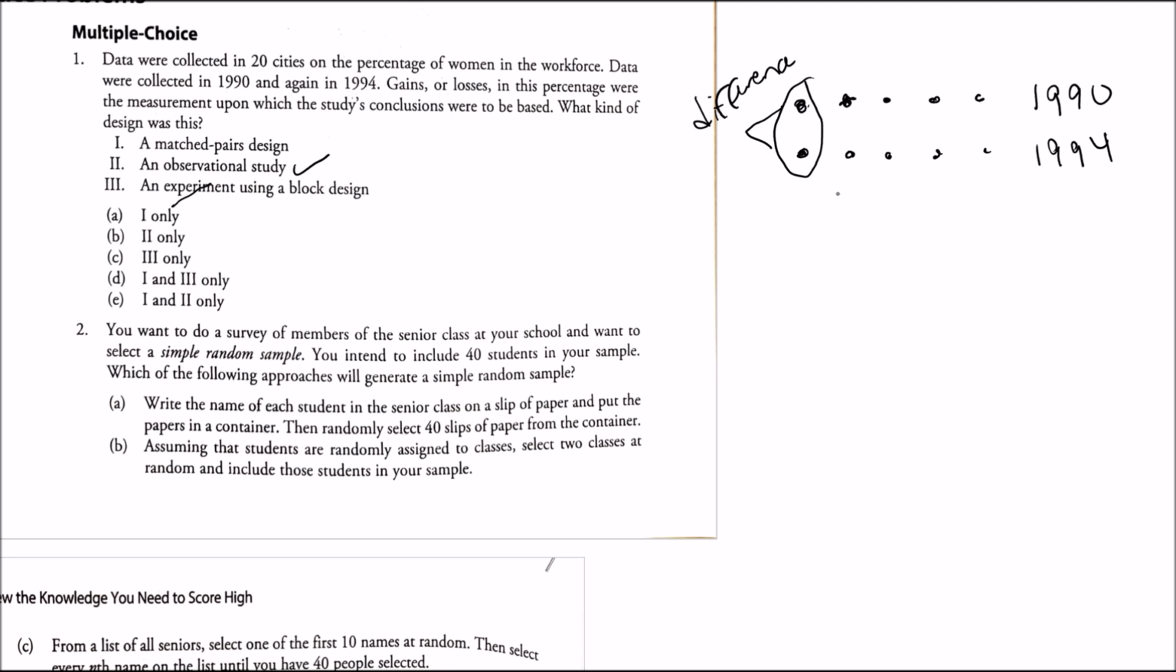Now we have matched pairs, like we said, because we're looking at the same city in these 2 different periods. Therefore, it's a matched pairs design. A matched pairs design does not mean that it's an experiment. It just means that you have matched pairs like this. In this case, this is a matched pairs design built into an observational study. So the answer is E here. All right, so let's look at the next one.